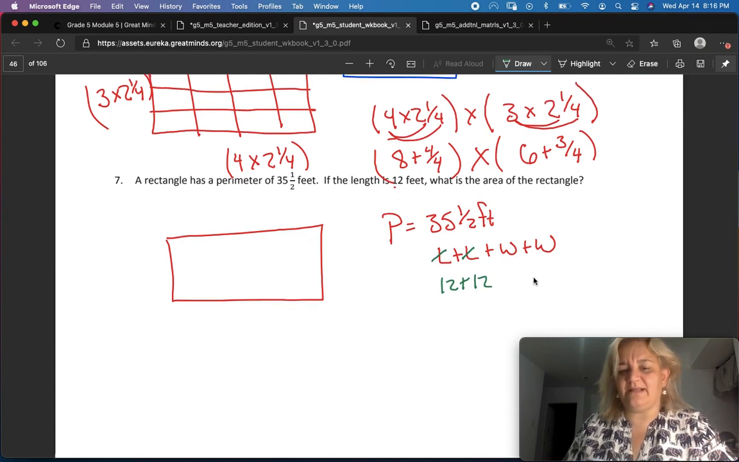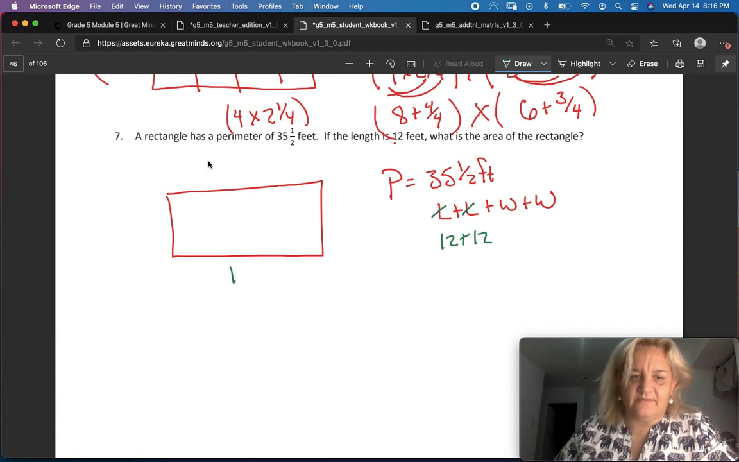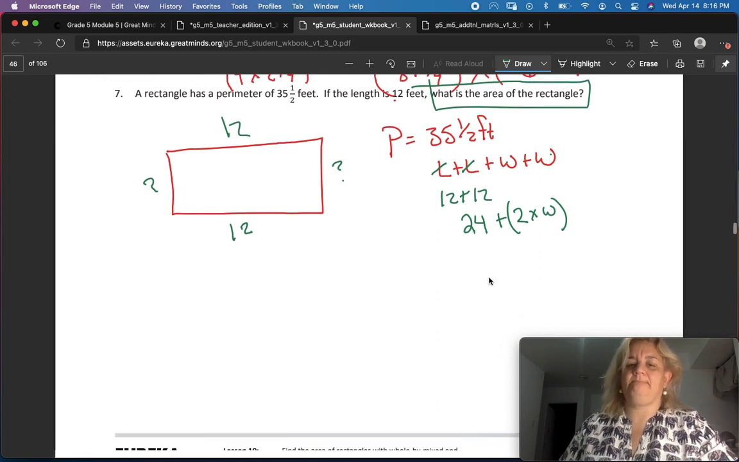What is the area of the rectangle? Well, we still don't know. This is 12. We still don't know what this side is, do we? Okay, so it's going to be 24. And we don't even know the area. We're not there yet. Okay, first we just need to figure out what the width is. Plus, and they are 2W, so I'm going to just say 2 times W, okay? Or 2W.